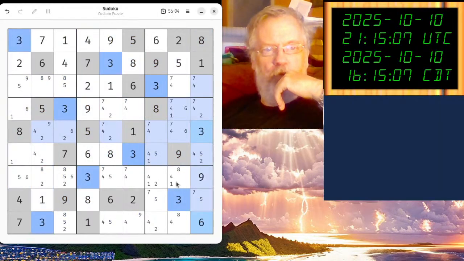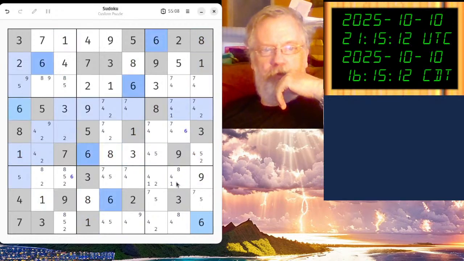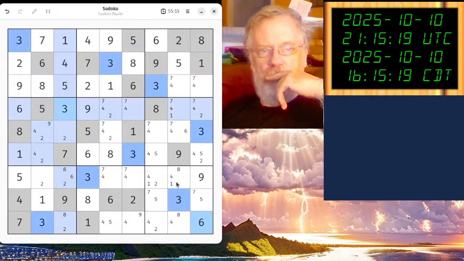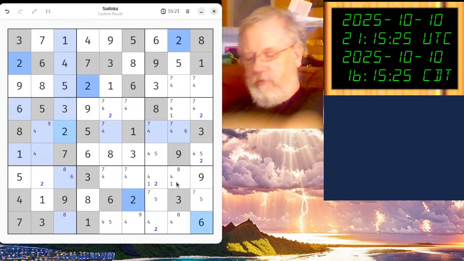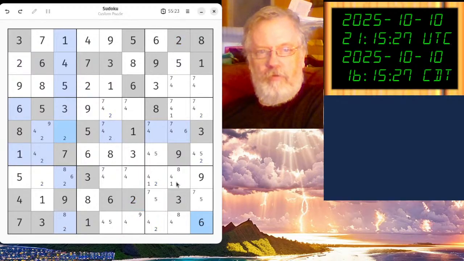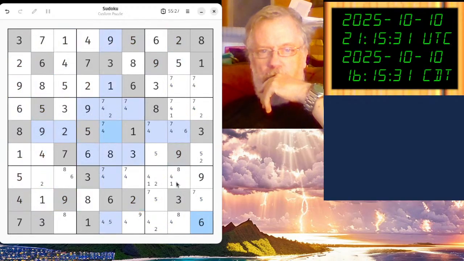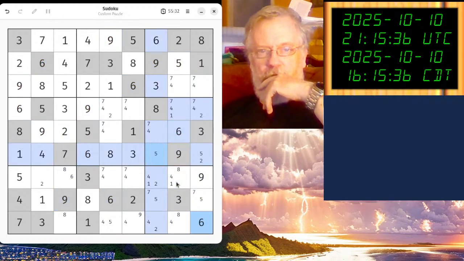Oh, we got a 1 here now. That turns that into a 6. 5 here, 9. 8, 5. 2. Let's undo that twice so that we don't lose that 2. 4 and 9. 7-4, 7-4 turns this into a 6. This becomes a 5, 2 here.